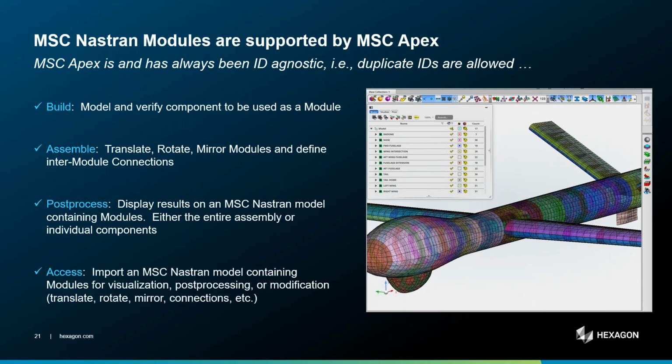And then lastly, just simply accessing the model. There's always a need, I just need to look at it, right? So clearly Apex will let me import a Nastran model that contains modules so that I can visualize it. Perhaps I need to do some additional post-processing steps, or perhaps I need to modify. I'm going to create a new variant. So I need to translate, rotate, mirror, or update my connections. All of that is available and allowed in MSC Apex.